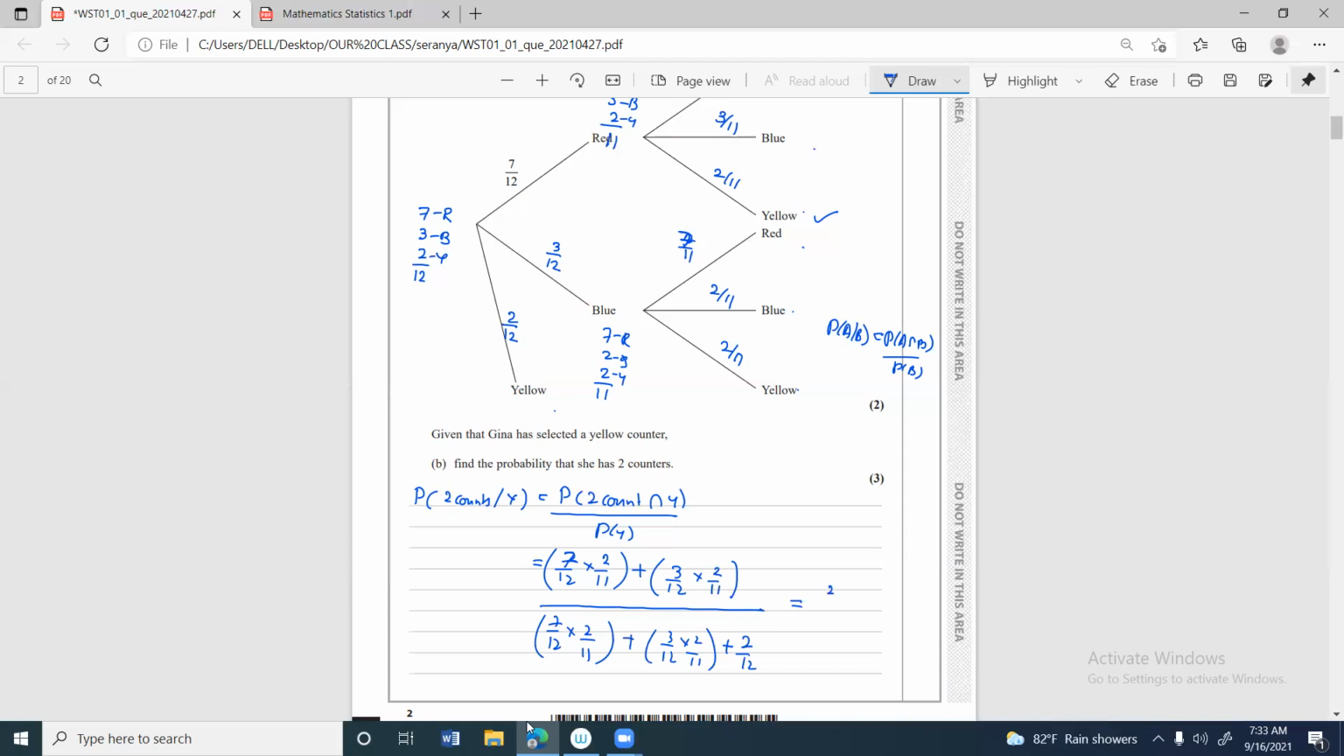20/132 divided by, this should be done up if you do it, 42/132. So the final answer would be 10/21, right?